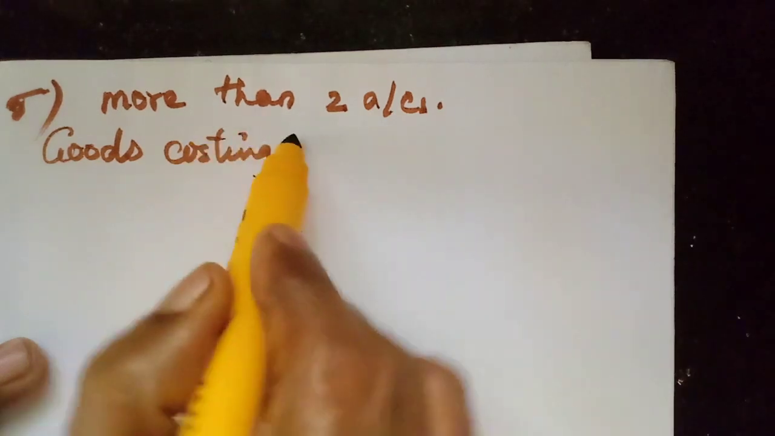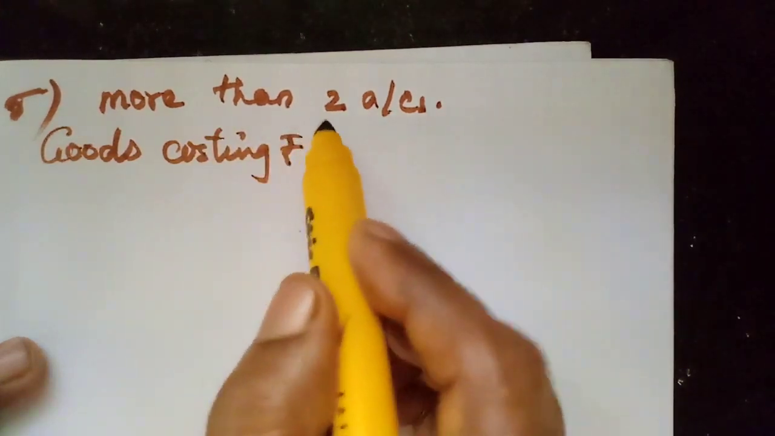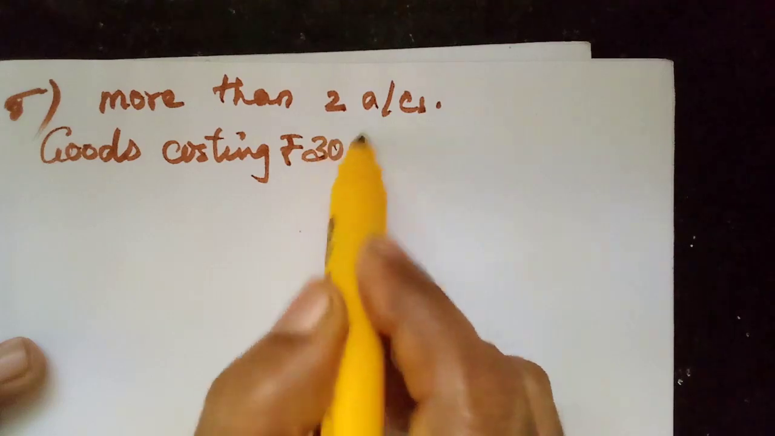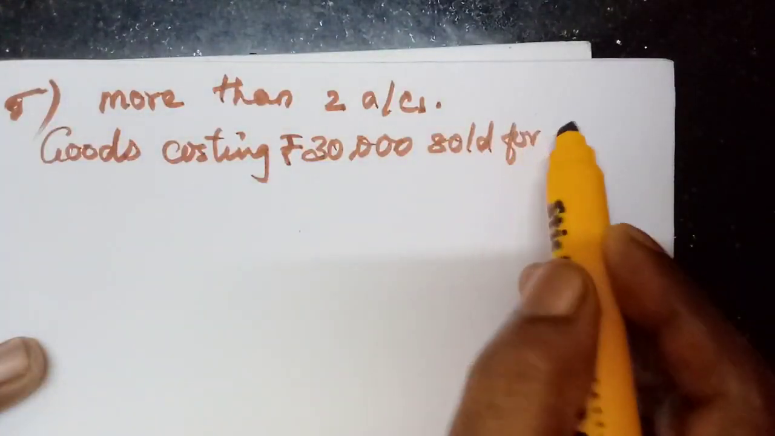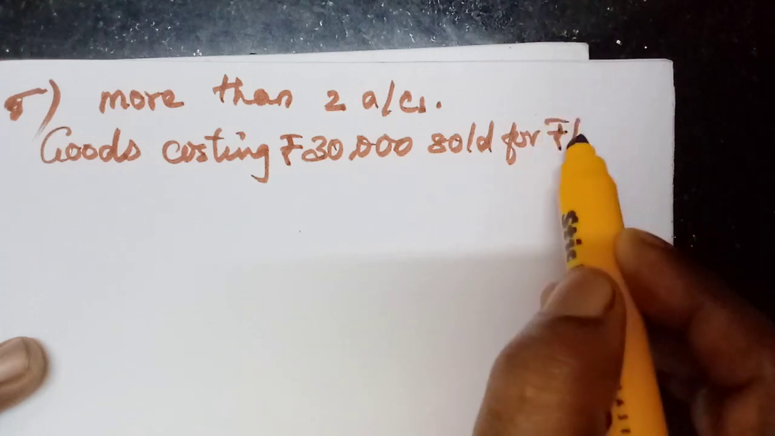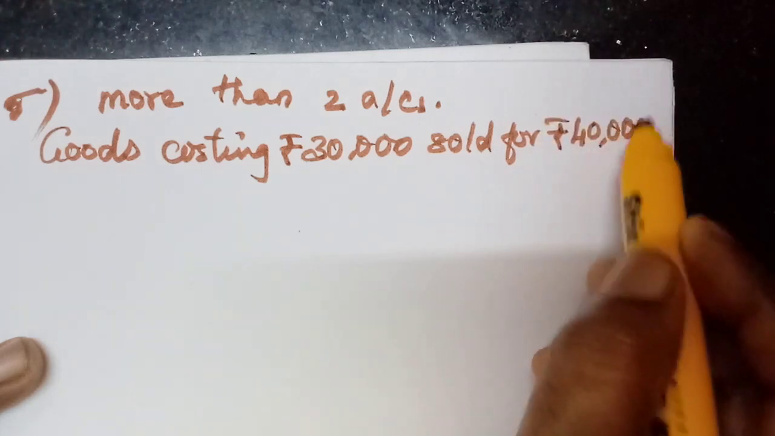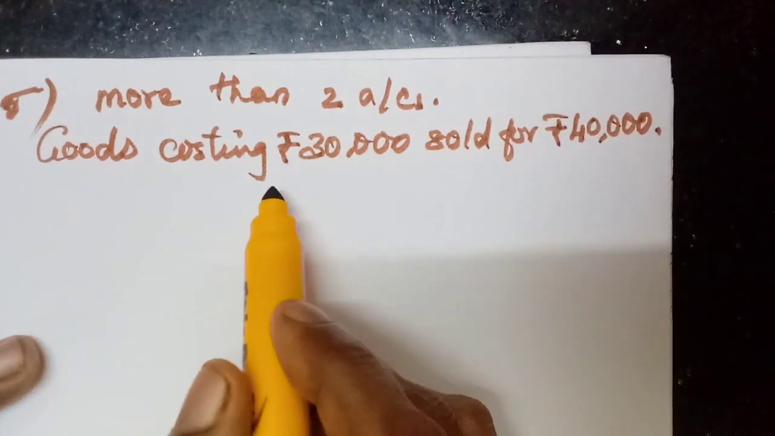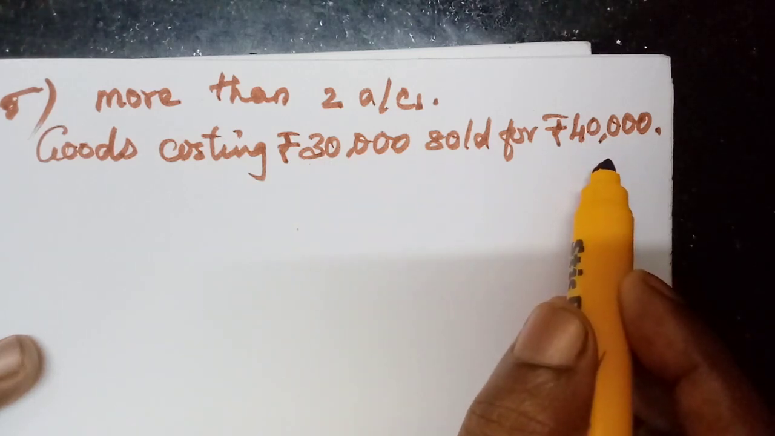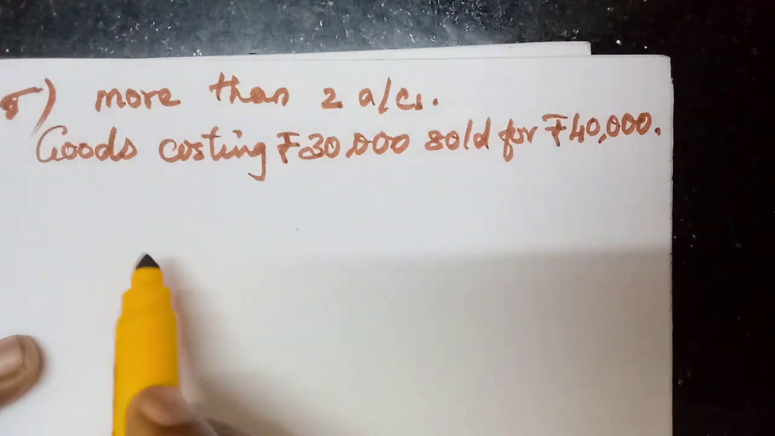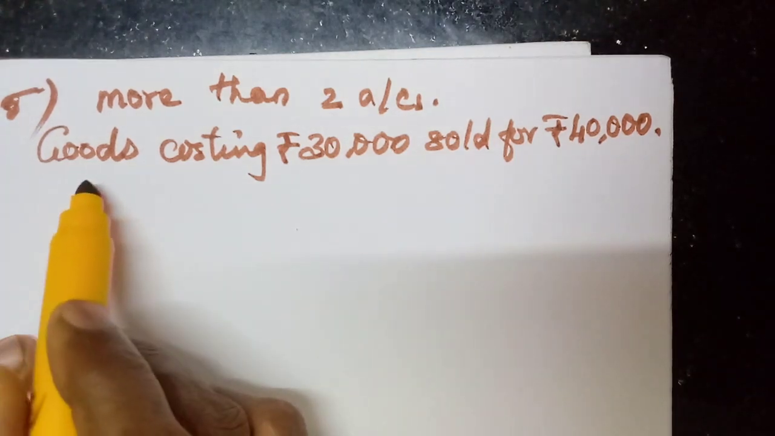Goods costing, that is cost price rupees 30,000, sold for rupees 40,000. Understood? Here for 30,000 goods we are selling for 40,000. Okay. Now we will see what are the 3 accounts affected.